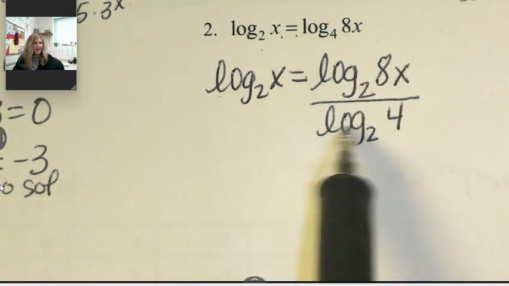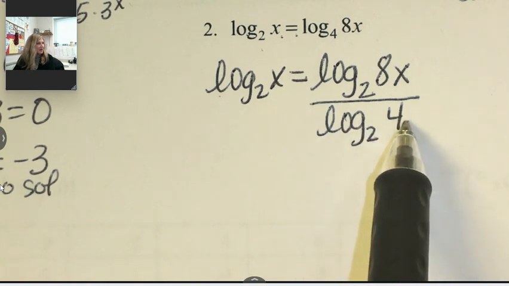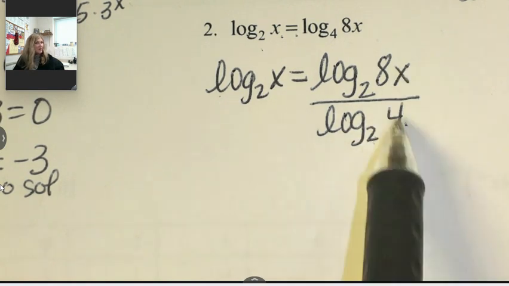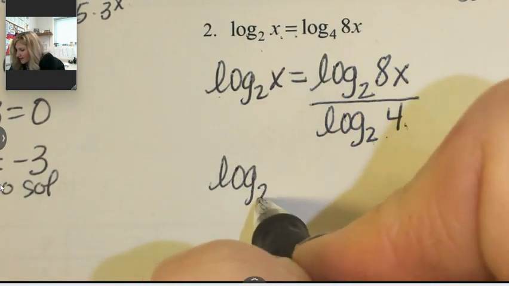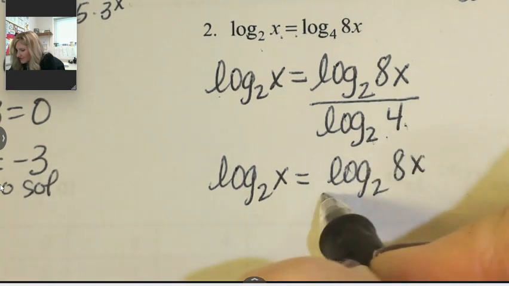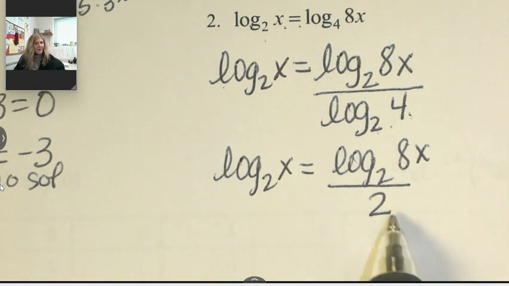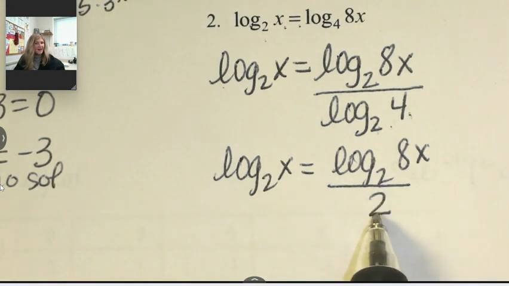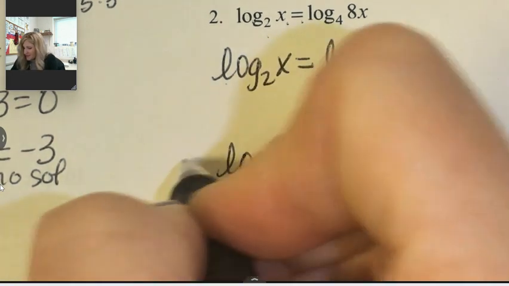This is great, because can I just do this? What is log base 2 of 4? 2 to the what is 4? 2. So that's just 2. So now I have log base 2 of x equals log base 2 of 8x, just over 2. What do I do? If this is just divided by 2, how do we undo it? Multiply by 2.